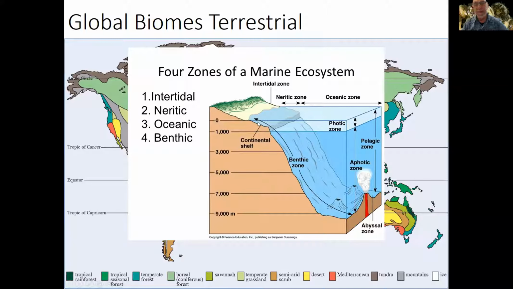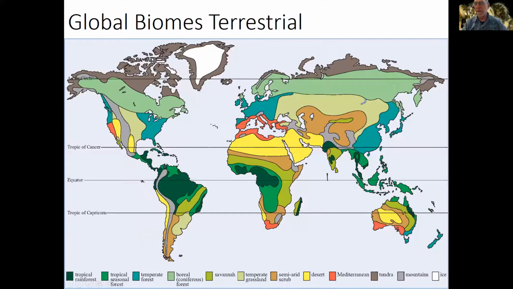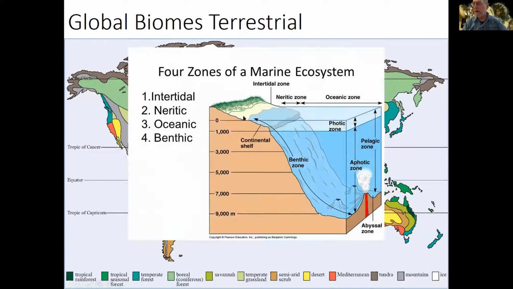Another is proximity to the shore. The proximity to the shore is one of the things that controls the availability of nutrients that are coming off of the terrestrial ecosystem. So the terrestrial biomes are zoned by characteristic temperature and rainfall. The ocean biomes are zoned by available light and proximity to land and availability of nutrients. And we'll talk more about this as we continue with the course.